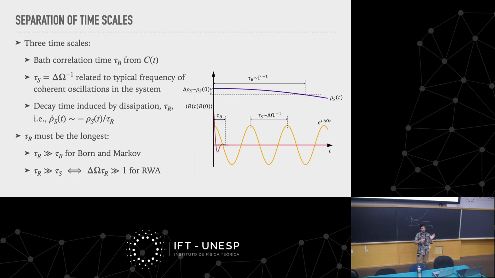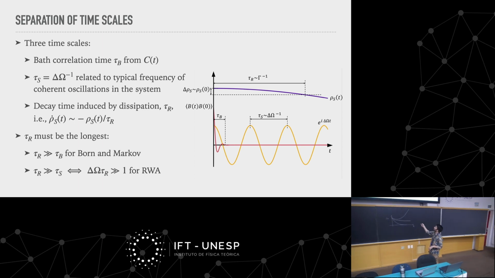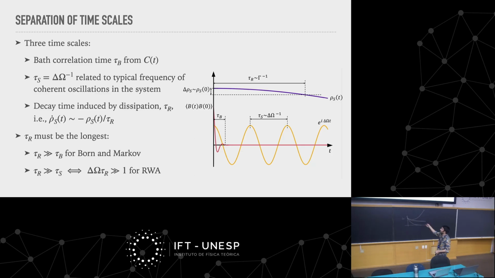Coherent evolution, unitary evolution means rotations. So the components of the state are going to oscillate in time, and this frequency is related to the frequencies of these oscillations. So these are two intrinsic timescales, the bath on its own and the system on its own. And then there is the decay time, which is predicted by the master equation, tau r.